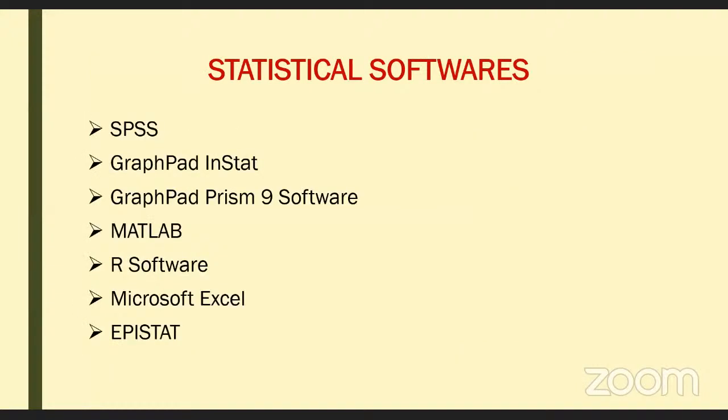Then various statistical software are there, which you can use on your own, or you can consult a statistician, preferably a biostatistician. So we have SPSS. I use GraphPad Instat, PSUM9 software. MATLAB is there, R software is there, Microsoft Excel. Many people, like Mohan Joshi, use Microsoft Excel for many statistical operations. Epistat is there for sample size calculation, and many people use Epistat for simple epidemiological studies and data analysis. Many other software are also available. I know this much software which can be used for our analysis of data.